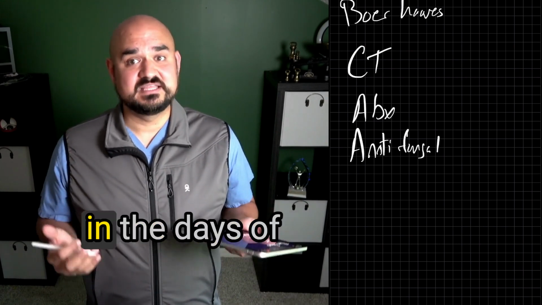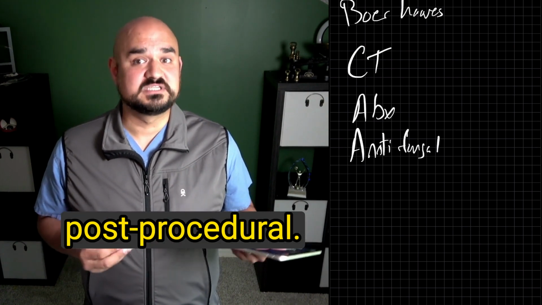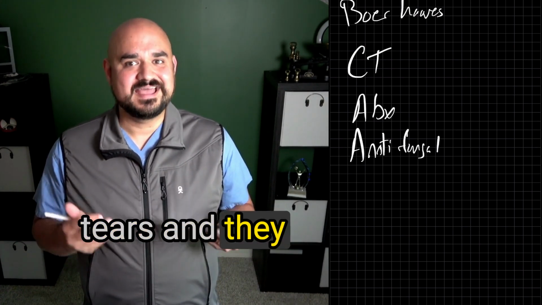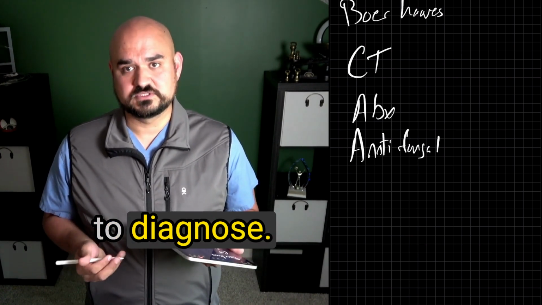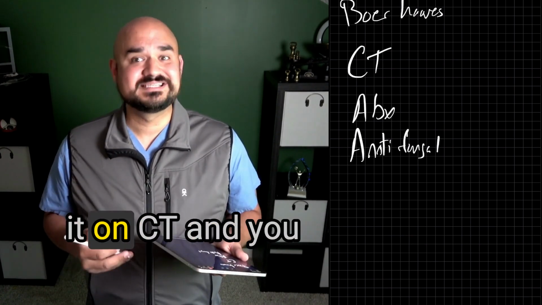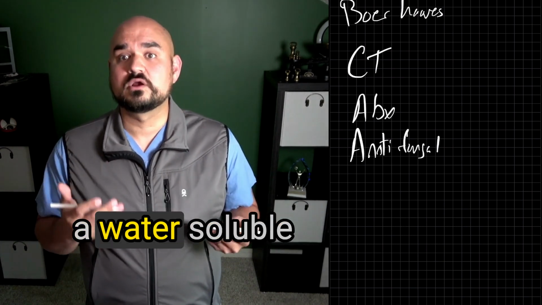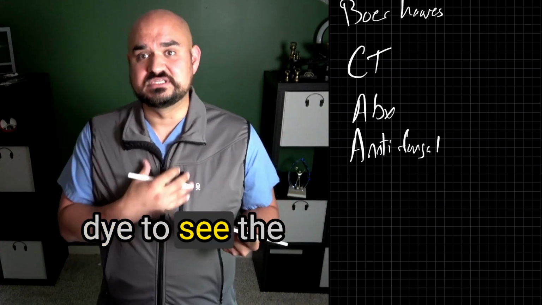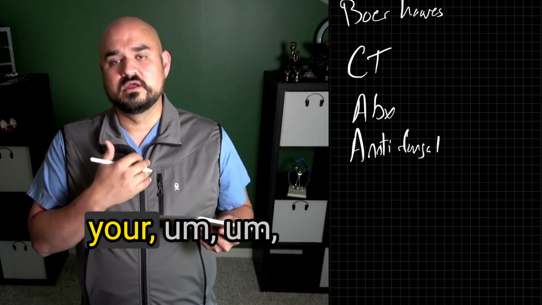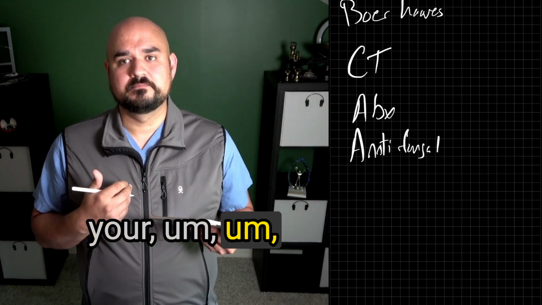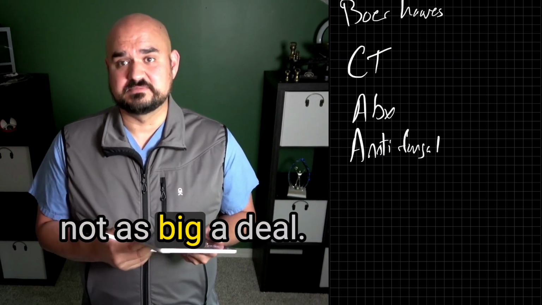Now, especially in the days of endoscopy in which we currently live, you can have some of these post-procedural esophageal tears, and they can present more subtly, and they can be more difficult to diagnose. If you don't see it on CT and you still suspect it, you can do a Gastrografin swallow. You want to use a water-soluble dye to see the esophagus, and that way if it leaks into the peritoneum, or into the mediastinum, it's not as big a deal.